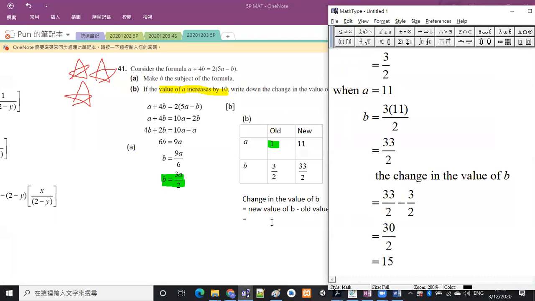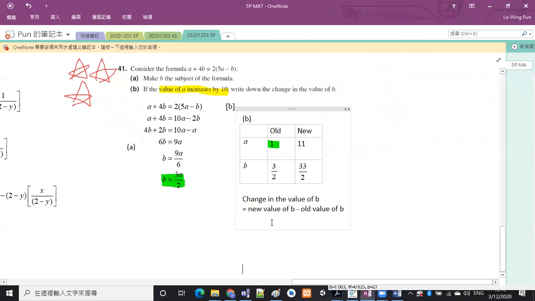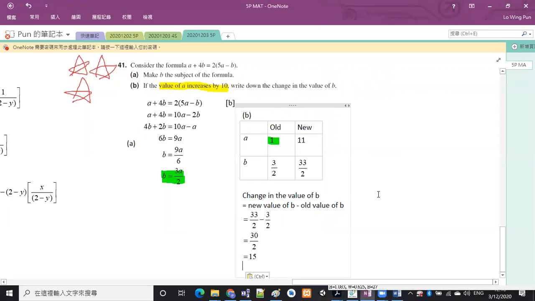Yes. Change in the value of b will be the new value of b minus the old value of b. And then the new value of b is 33 over 2. The old value of b is 3 over 2. And then the difference is equal to 30 over 2, which is equal to 15. So that is the answer of part B. Is that okay?